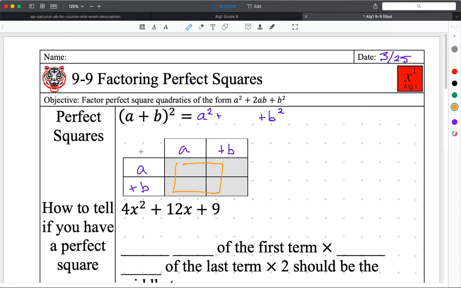So Charles, what goes in the top left? Could I say the shortcut? Yeah, you can say the shortcut. It's square the first, double the product, square the last. So it would be a times b, so it would be 2ab. A times b is exactly the product, and then you double the product. Cool, thank you.